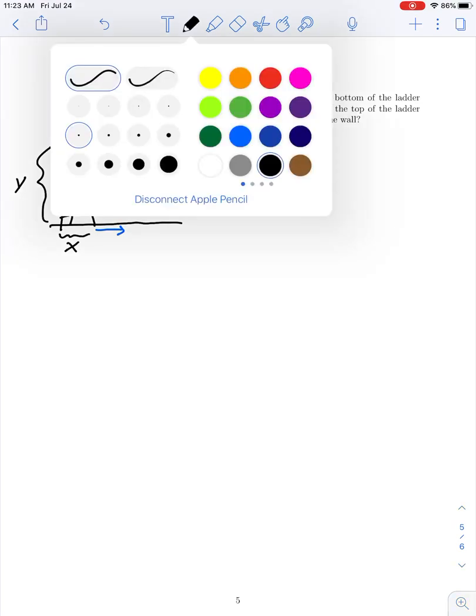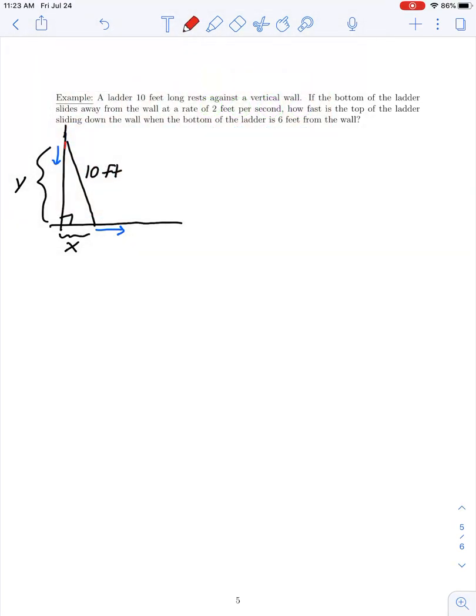So looking at our figure, we see that this ladder, along with the floor and the vertical wall, is forming a right triangle, whose edges are lengths x and y, and whose hypotenuse is 10. So for right triangles, we ask ourselves, what result would relate the lengths of the edges of those triangles? And that result would be the Pythagorean theorem.